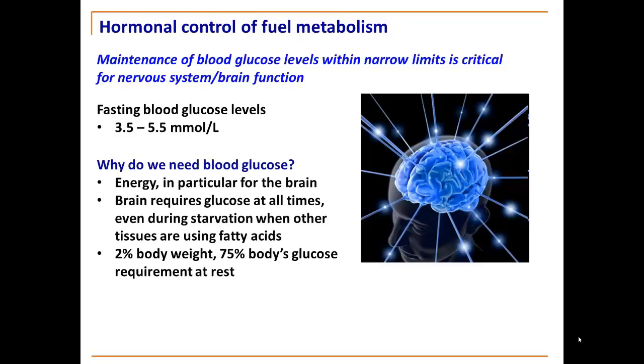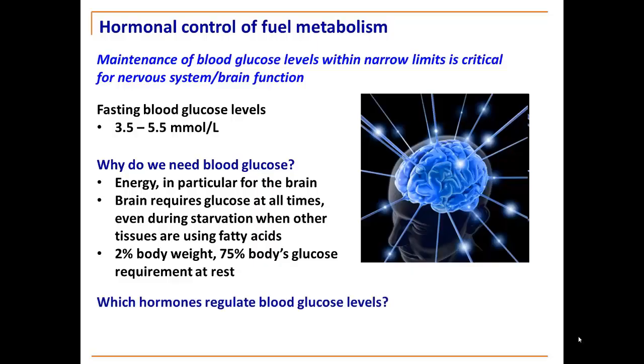So why do we need blood glucose? Well, of course, energy, ATP production, in particular for the brain, you're thinking action potentials. And as I've said, the brain requires glucose at all times, even during starvation when other tissues are using fats as an energy source. And at rest, it's 2% of your body weight, but it's using 75% of your body's glucose. Remember, your red blood cells only use glucose as an energy source as well, so they work anaerobically.